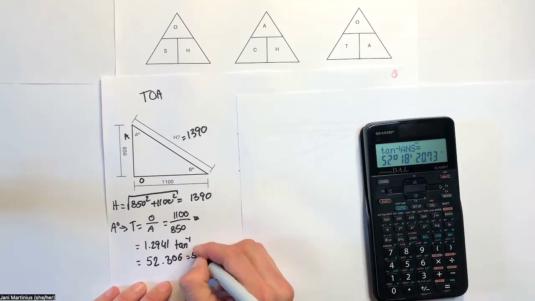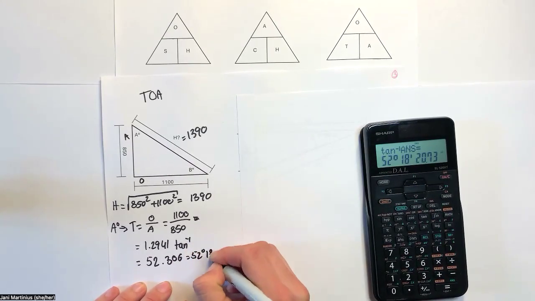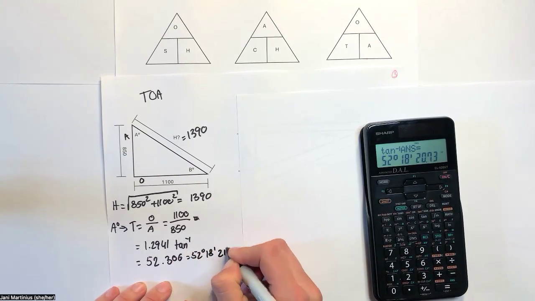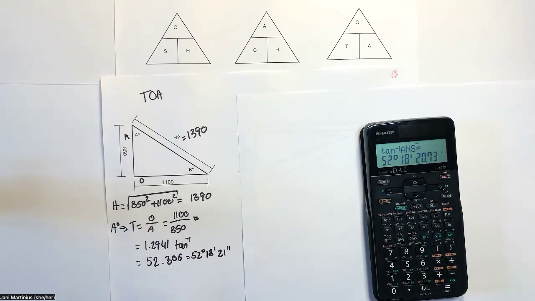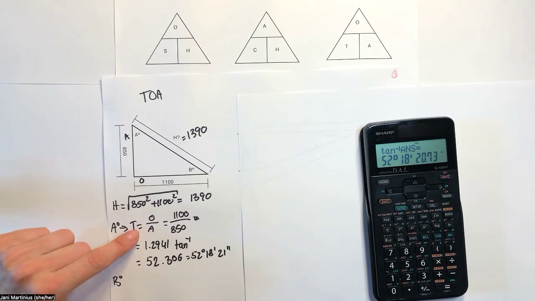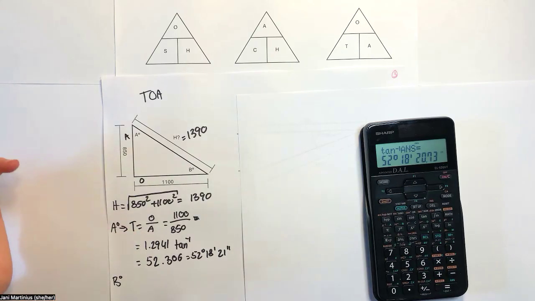Gets us to 52 degrees, 18 minutes, and 21 seconds. Great. Now for B, we're going to use the same equation or the same function. You could choose a totally different one, but we're just going to keep it the same.